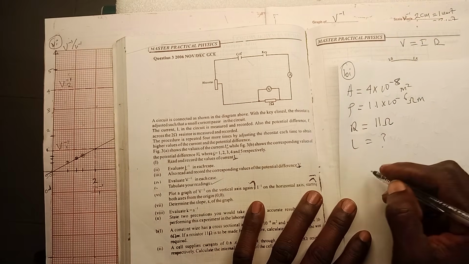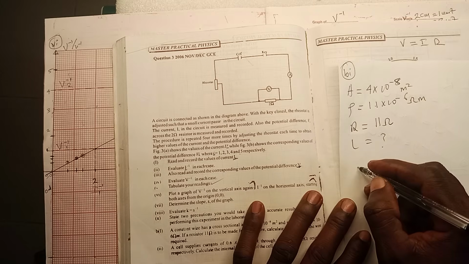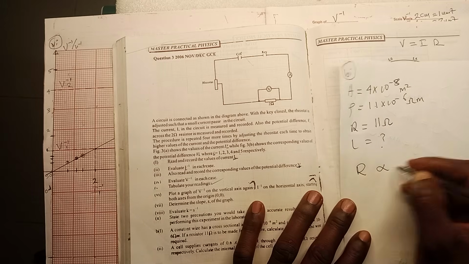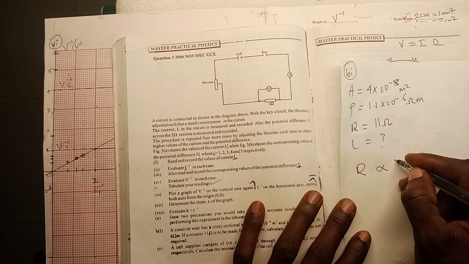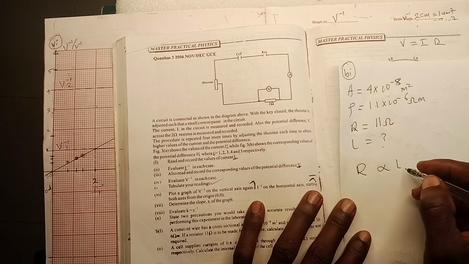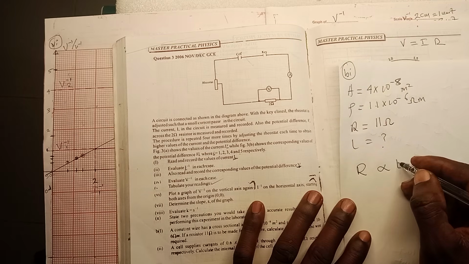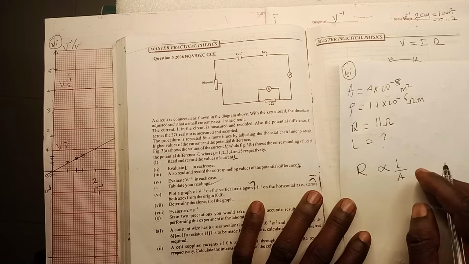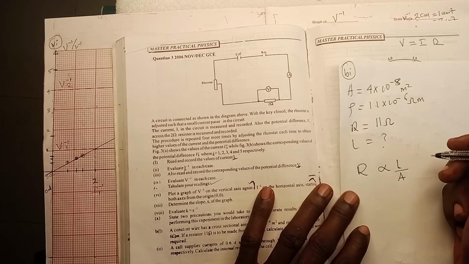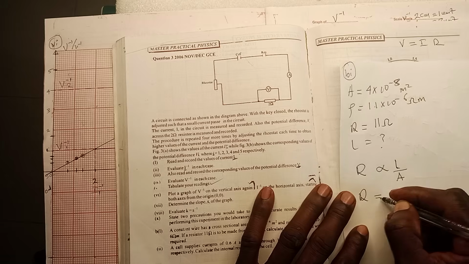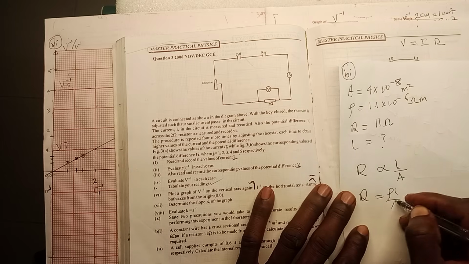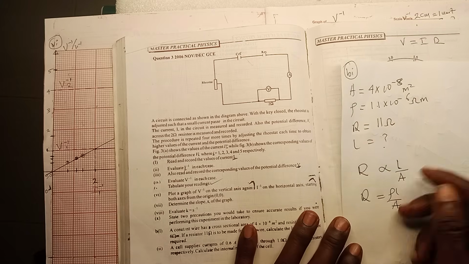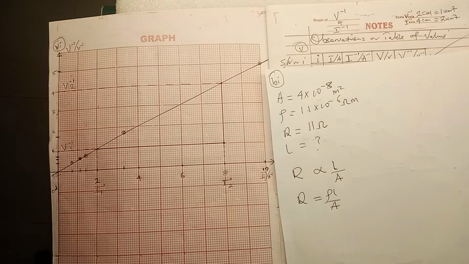Now remember that the resistance of a wire is directly proportional to the length of the wire and inversely proportional to the area, if I'm correct. Yes, inversely proportional to the area, so that R is equal to rho L all over A. This is the equation, I suppose. Let me verify.